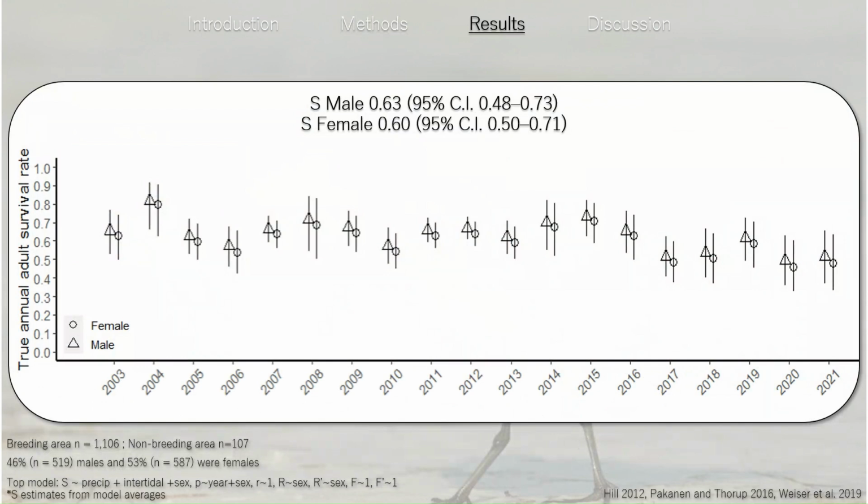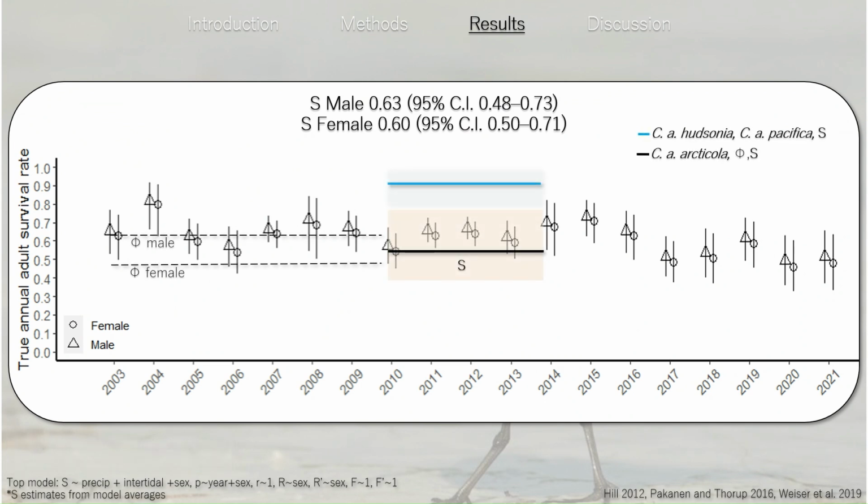Here are some of our results. So across the study period from 2003 to 2021, we can see that female and male adult survival were similar. Males average 0.63 and females 0.60. And we can compare these results to prior studies that estimated articulata survival, which is indicated with the overlaid black lines. And we can see that articulata survival still remains lower than those other Arctic breeding subspecies, hudsonia and pacifica.